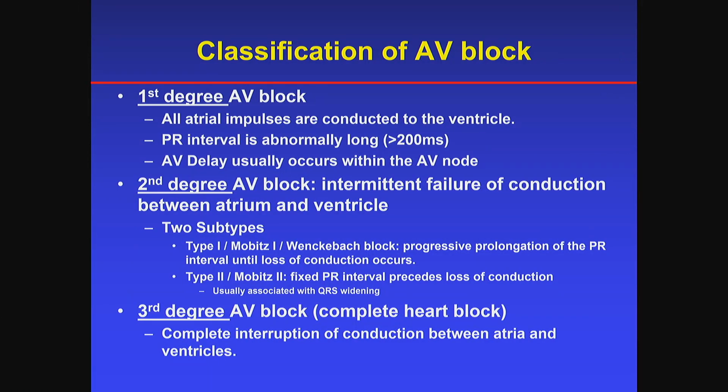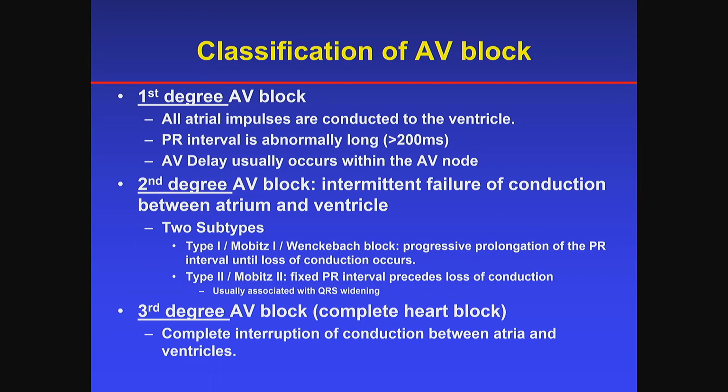Moving down further in the conduction system, classification of atrioventricular block can be broken down into three categories: first degree AV block, second degree, and third degree AV block. In first degree AV block, all atrial impulses are conducted to the ventricles. The PR interval is prolonged, and atrioventricular delay usually occurs within the level of the AV node.